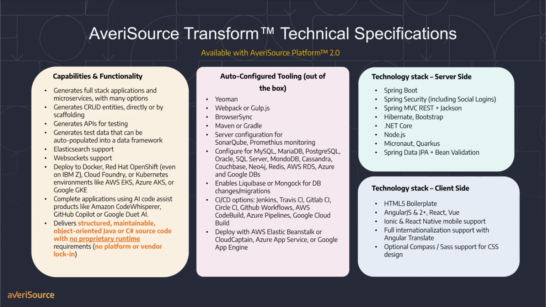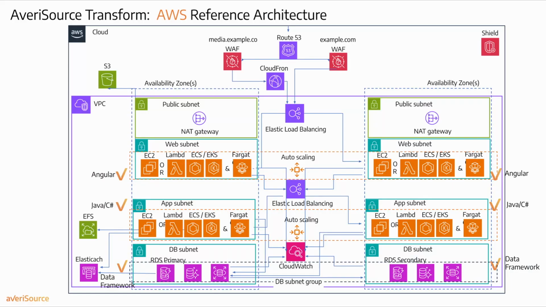It generates up to 95% of application or microservice code as the starting point with development, integration, testing, and deployment preferences. Transform provides a big differentiator for AveriSource by delivering structured, maintainable, object-oriented Java or C# and Angular projects with no proprietary runtime libraries, no platform requirements, or vendor lock-in. AveriSource Transform generated code is deployable to any platform supporting Java or C#.